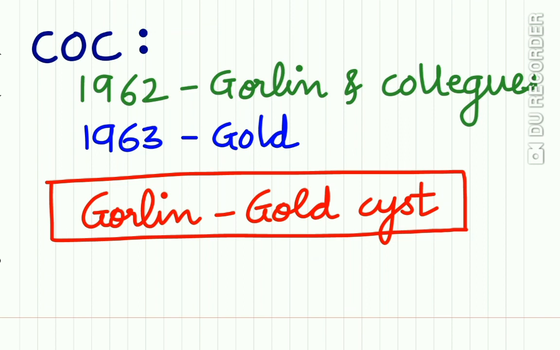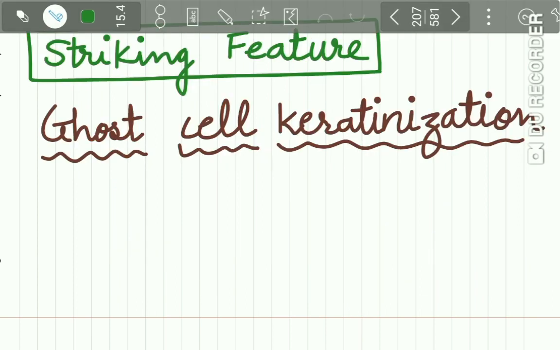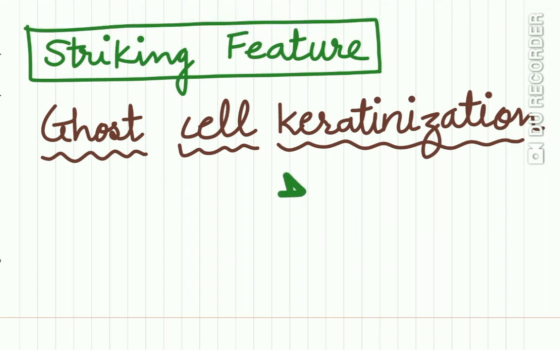Now, the calcifying odontogenic cyst was first described in 1962 by Gorlin and his colleagues. In 1963, it was further described by Gold, and this cyst is jointly known as the Gorlin-Gold cyst. Now, Kurt Thoma and Henry Goldman described the COC as the odontogenic tumor of both ectodermal as well as mesodermal origin. The striking feature of diagnosis of the calcifying odontogenic cyst is the presence of the ghost cell keratinization.